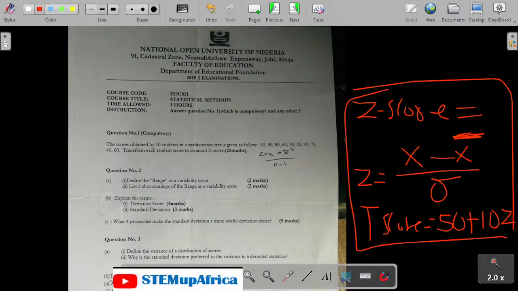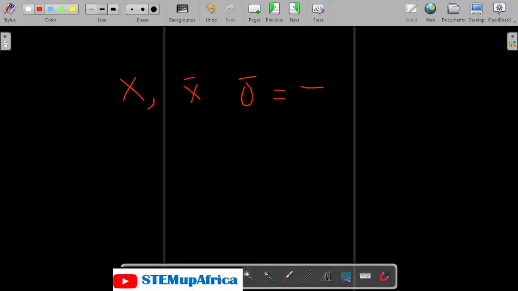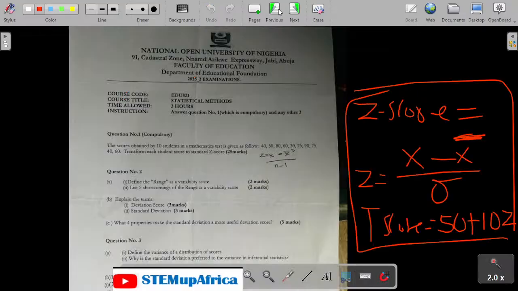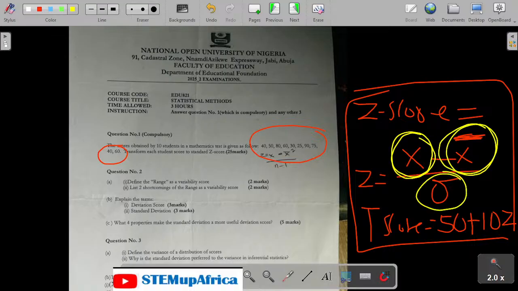So now, all the data they give to you here, 40, 50, 80, 60, represents your x. All those values represent your x. That means we need x bar and we need standard deviation to get our z-score. So without x bar and standard deviation, we are not getting z-score. All the values from 40 to the last number, 60, represent this x in the formula. But where's our x bar? Where's our standard deviation? We don't have it yet.